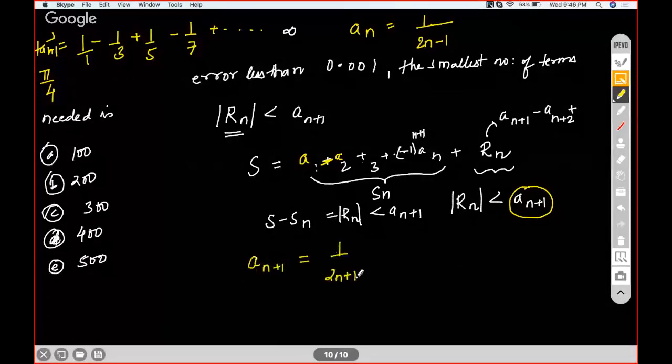This error should be less than 0.001. So 2n plus 1 should be greater than 1000. What is the answer telling me? So 2n plus 1 is greater than 1000.